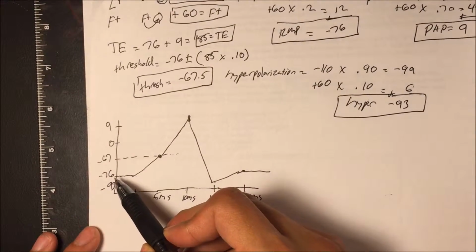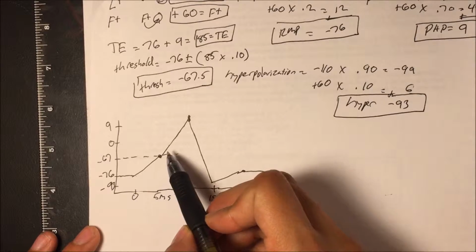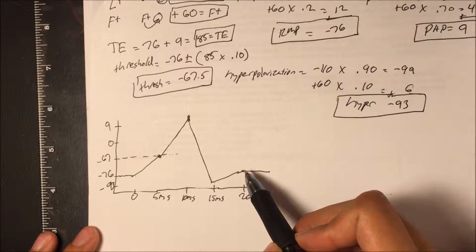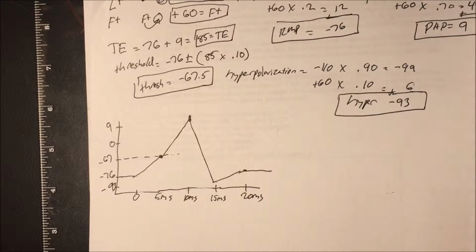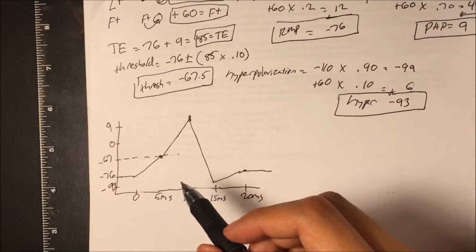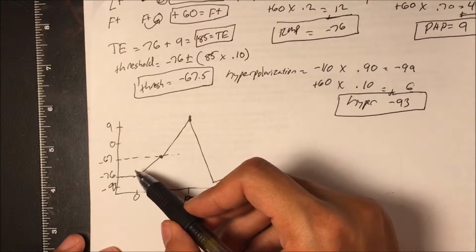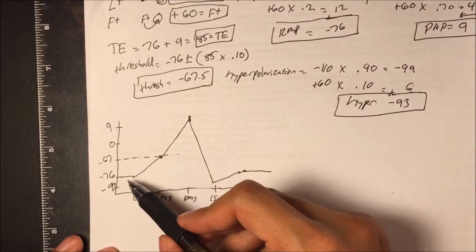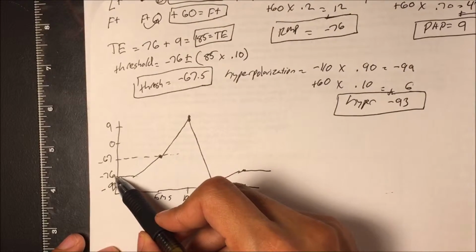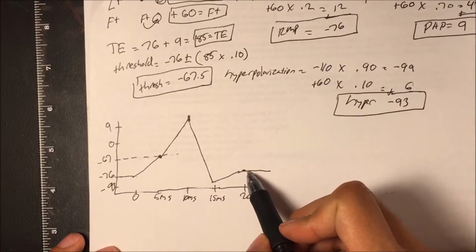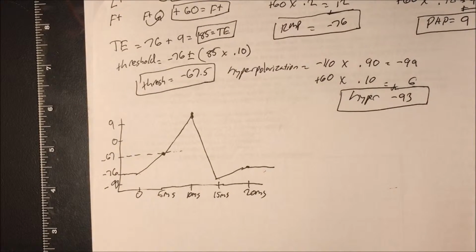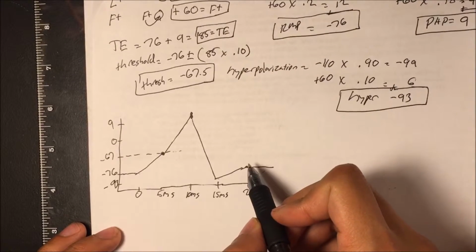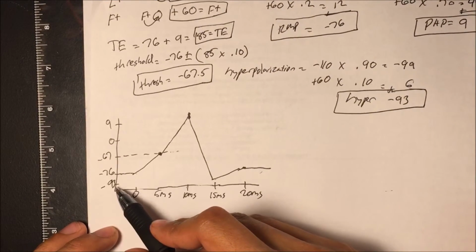So once again, here we have the resting membrane potential, the threshold, the peak, the hyperpolarization, and the resting membrane potential. So for this particular problem, there is a depolarization because it's going towards the 0 mark. There is repolarization because you go from negative 76 and you end at negative 76. And finally, there is hyperpolarization because it does go below negative 76 at the negative 93 mark.